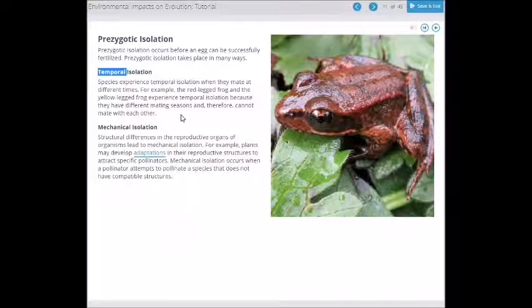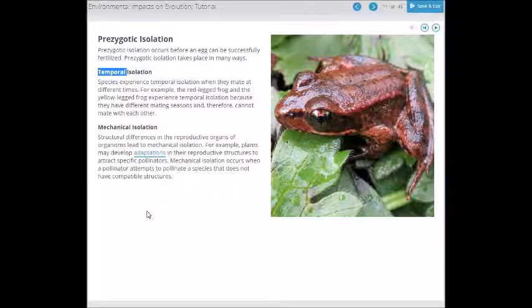Another type of isolation, and by the way, this is before they reproduce, so it's called prezygotic. Another type of isolation is called mechanical isolation. Structural differences in the reproductive organs lead to mechanical isolation. For example, plants may develop adaptations in the reproductive structures to attract specific pollinators. So now all of a sudden, same plant, but they live in two slightly different areas, and they change the way their flowers are shaped just a little bit, so much so that you might not even be able to tell. But to bees and birds, like hummingbirds, there's a huge difference.